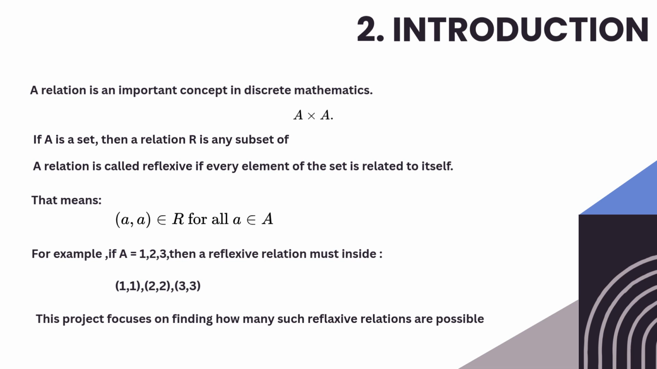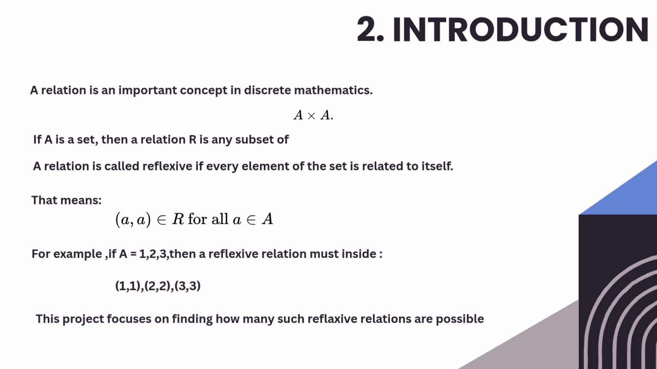Now a relation is called reflexive if every element of the set is related to itself. In other words, for every element a in A, the ordered pair (a, a) must belong to the relation R. For example, if A equals {1, 2, 3}, then a reflexive relation must contain the pairs (1, 1), (2, 2) and (3, 3). These pairs are necessary. Without them, the relation cannot be called reflexive. So the main idea is very simple. In a reflexive relation, each element must have a relation with itself.